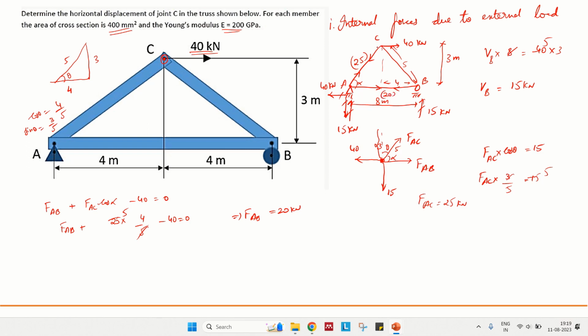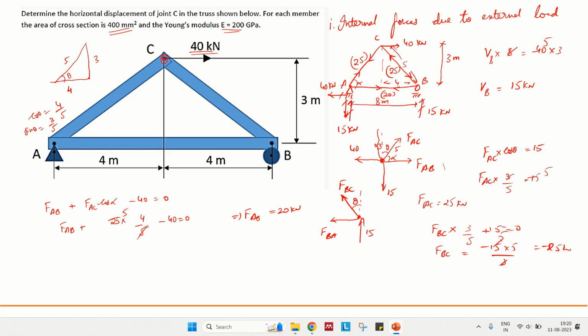So likewise, you can find out the rest. Let us take again the point B. You have FBC here, you have FBA, and this is FBC, and this is upwards 15. How do we find it? I'll take this as theta. FBC times what is theta? Theta is this, this is 3 divided by 5, 3 divided by 5 plus 15 equal to 0. So FBC is minus 15 times 5 divided by 3. This is minus 25 kilonewtons. That means it is in compression. Initially we assumed tension, so we got a negative sign, so it is in compression.